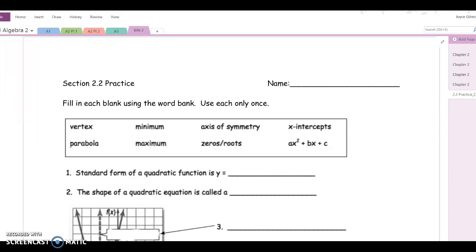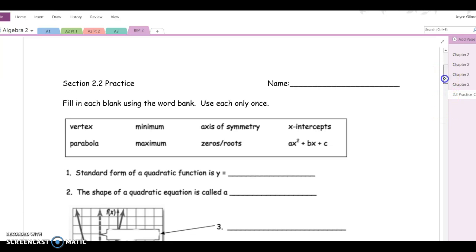This is the assignment for today. I know it looks like a massive packet, or it looks like a review. Basically, it's just a review of what we've learned so far with quadratic functions, and it kind of introduces you to a couple of new things that we're going to be getting to with quadratic functions.